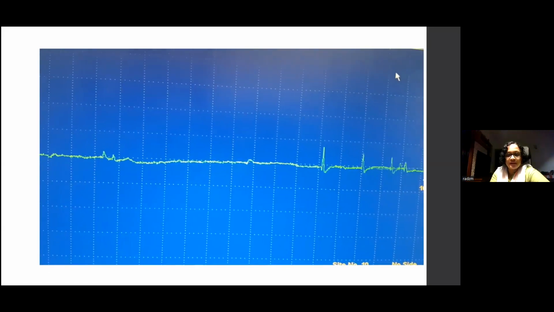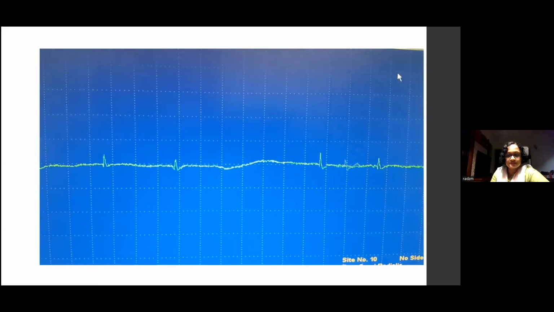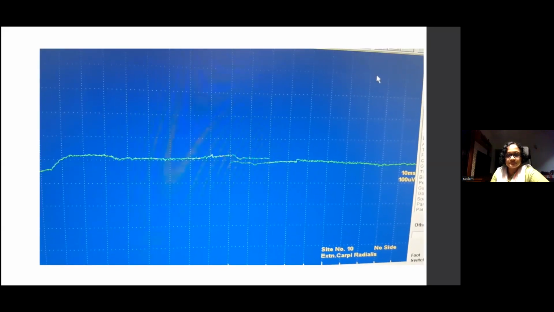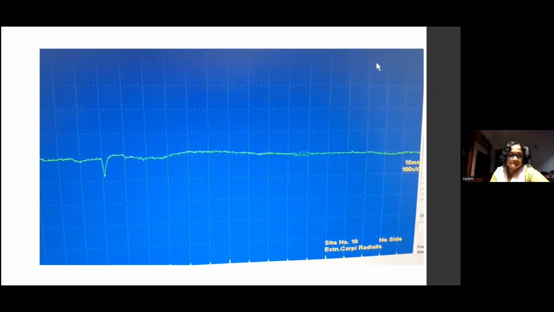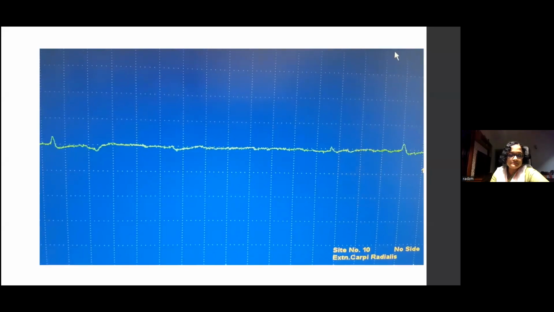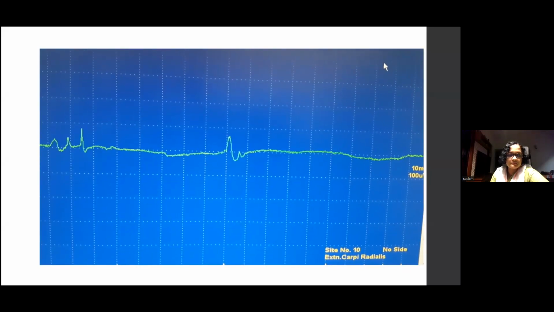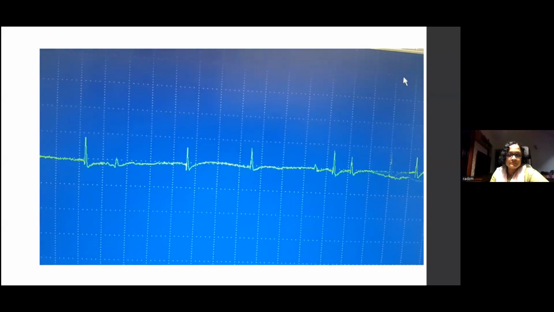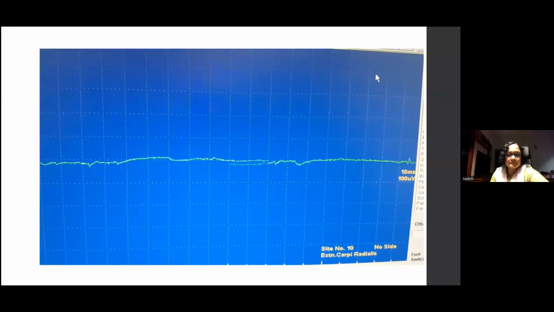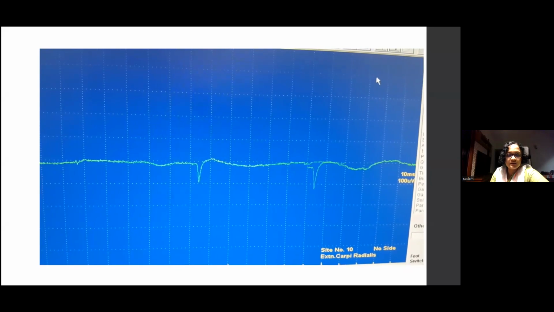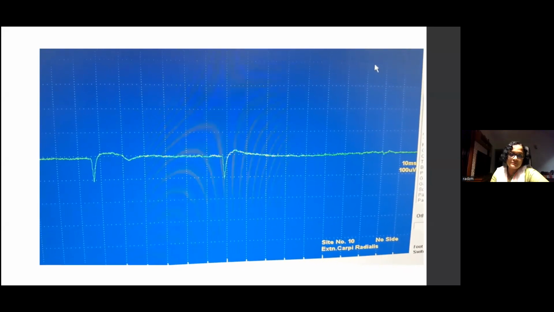So those are your spikes. Those are end plate spikes. And those are your positive sharp waves. So just play that again. Just listen to the one in the center. And now the abnormal spontaneous activity comes through.